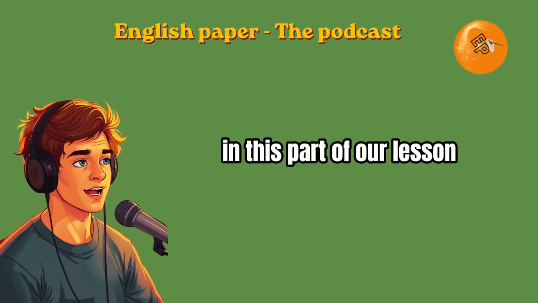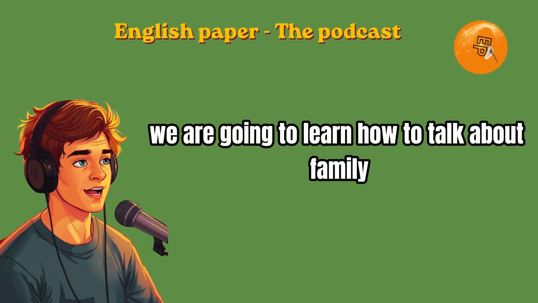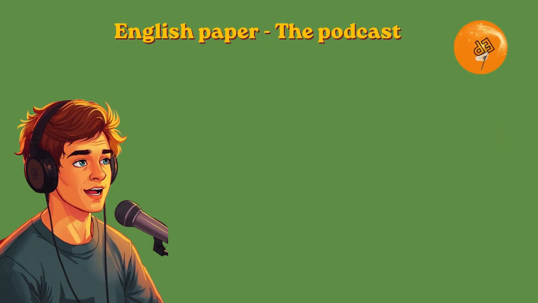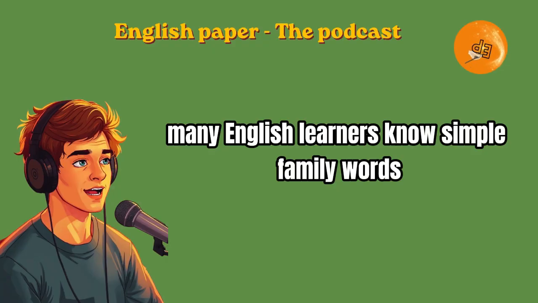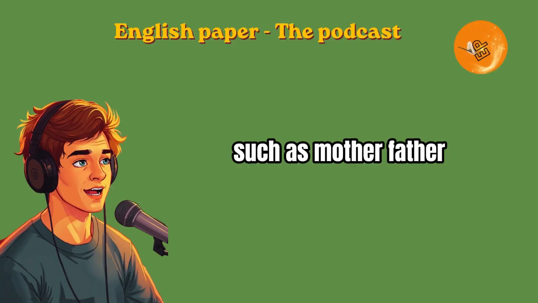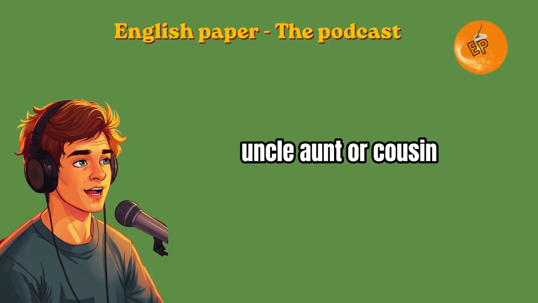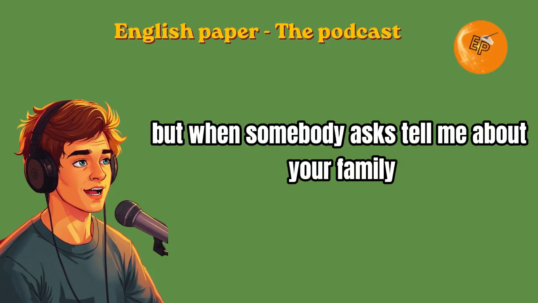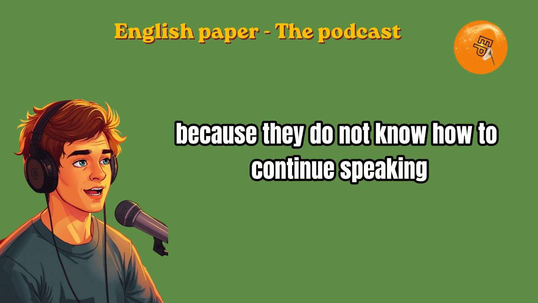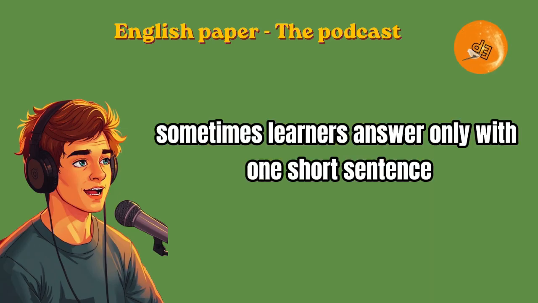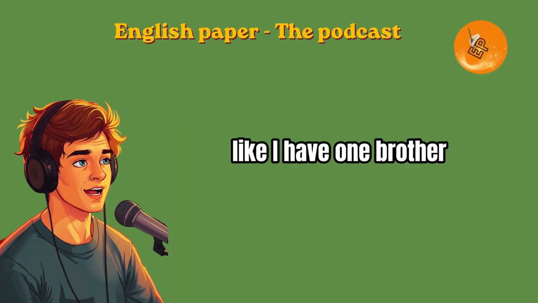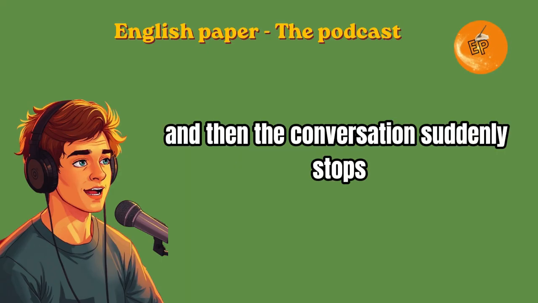In this part of our lesson, we are going to learn how to talk about family in English. Many English learners know simple family words such as mother, father, brother, sister, uncle, aunt, or cousin. But when somebody asks, "Tell me about your family," they often become nervous because they do not know how to continue speaking. Sometimes learners answer only with one short sentence, like, "I have one brother," and then the conversation suddenly stops.